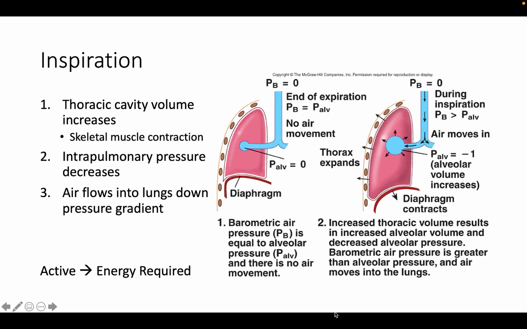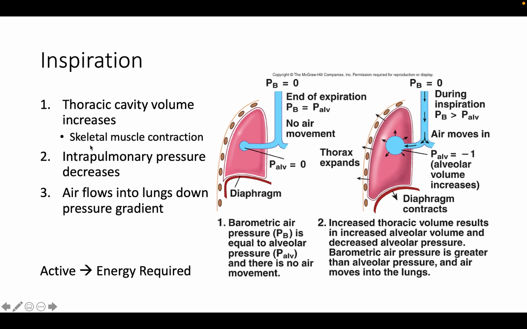So let's sum it up in 2 different slides just to make sure we're all on the same page. So, inspiration now. The thoracic cavity volume increases via skeletal muscle contractions, so the diaphragm and external intercostal muscles. So, to start off, the pressure of the alveoli is equal to the pressure of the atmosphere. So they're equivalent to each other.